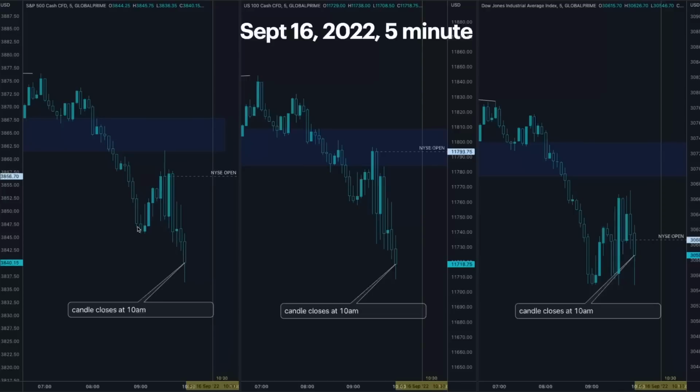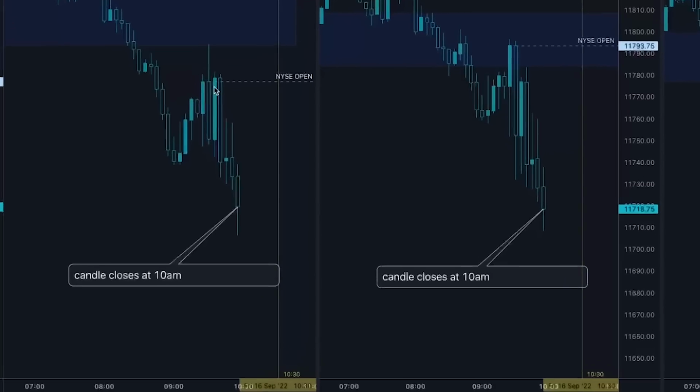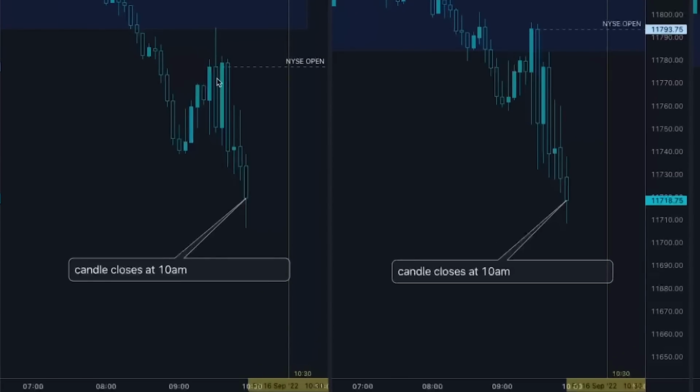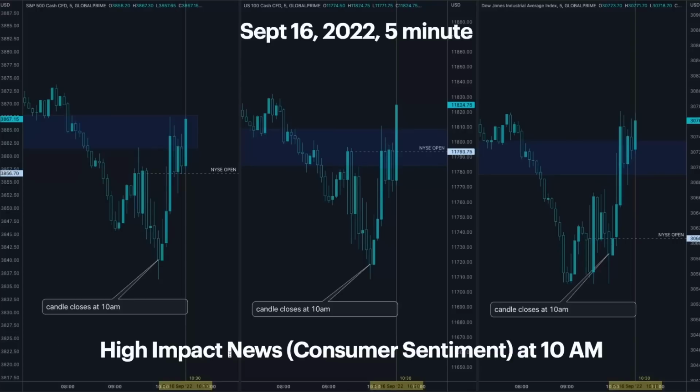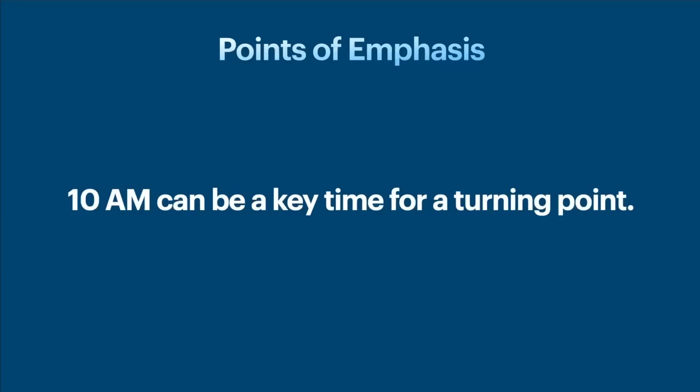Even though we had this as a displacement that we saw on the 15-minute, this is not really strong from here. Notice now we're at 10 a.m. You can see at 10 a.m. we had high impact news on this particular day, consumer sentiment, and we got that reversal back up. So just notice the differences here. The point of this is to point out again, as I mentioned earlier, that 10 a.m. can be a key time for a turning point.